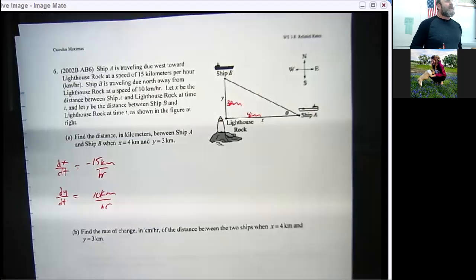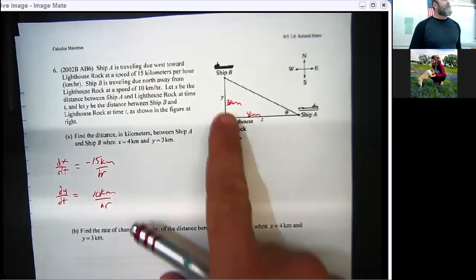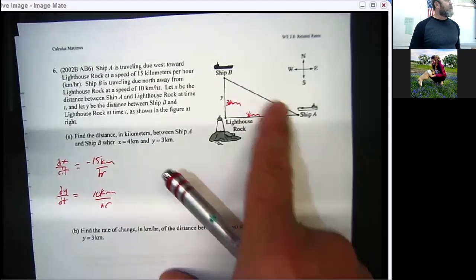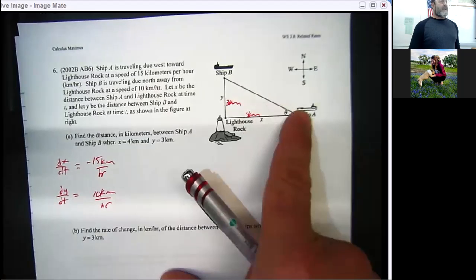This was an AP question. That's not even calculus. At this moment, when this one is 3 and this one is 4, what's that answer? Are you kidding me?